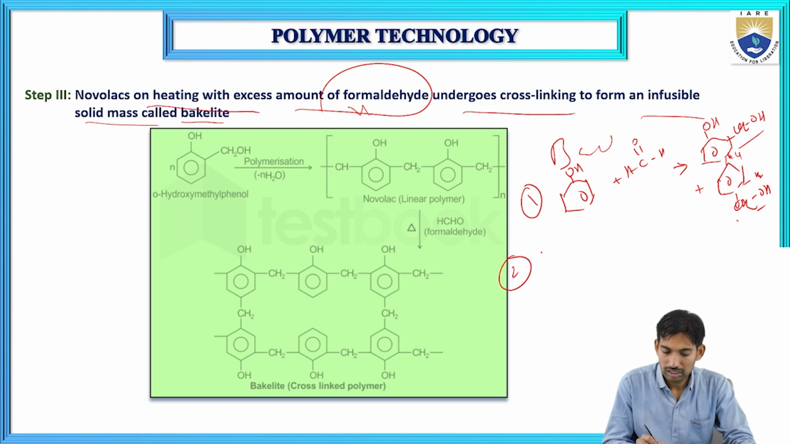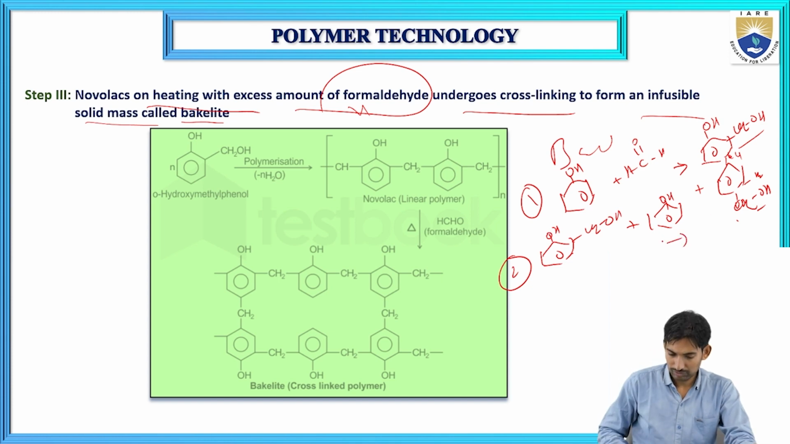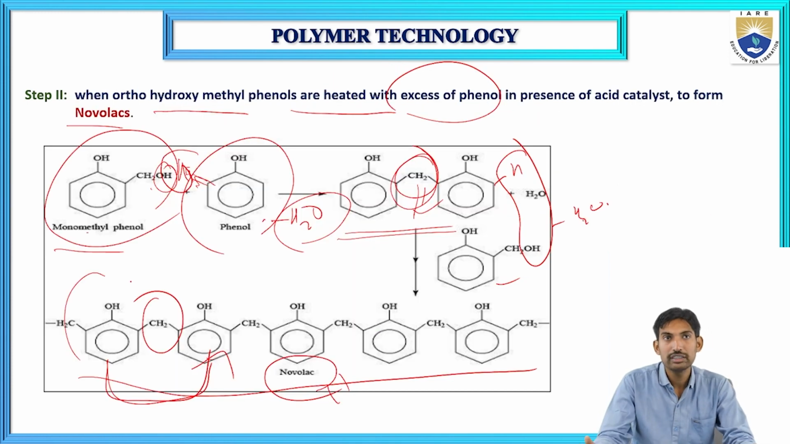In the second step, orthohydroxy methyl phenol reacts with excess amount of phenol. It forms Novolac. This is the structure of Novolac. A linear branch chain is formed. That is Novolac. How can we form Novolac? The excess amount of phenol reacts with orthohydroxy methyl phenol. Under heating, it forms a linear branch chain, that is called Novolac.